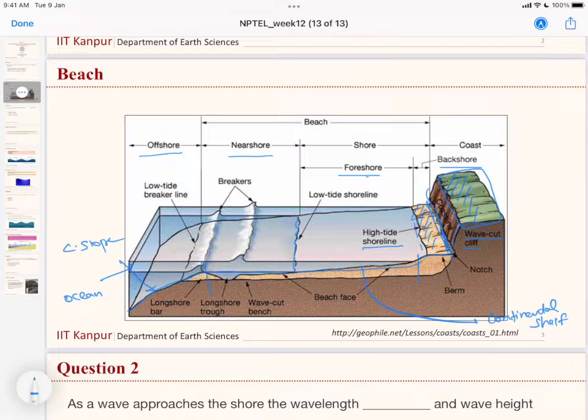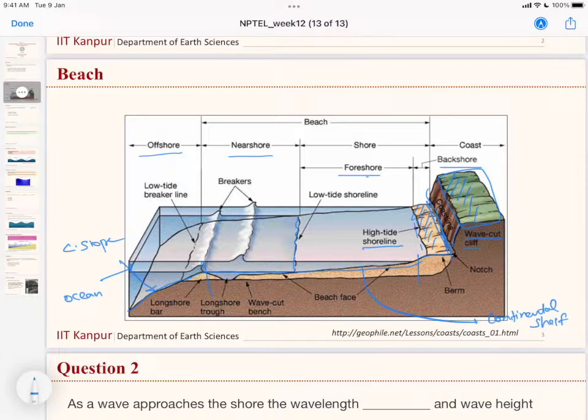And there is also another good marker through which we can map the sea level changes, which is a coral reef. How the coral reef helps in marking the sea level changes, we will see in this session only.